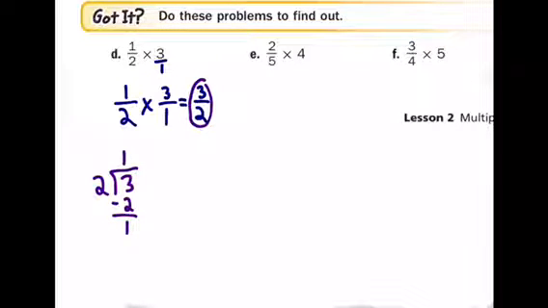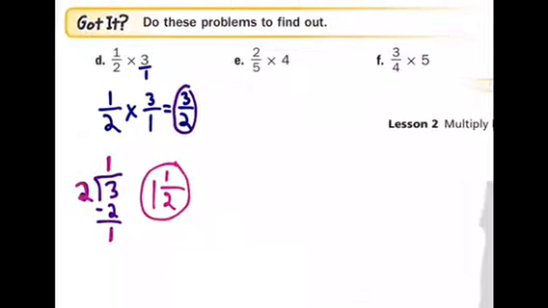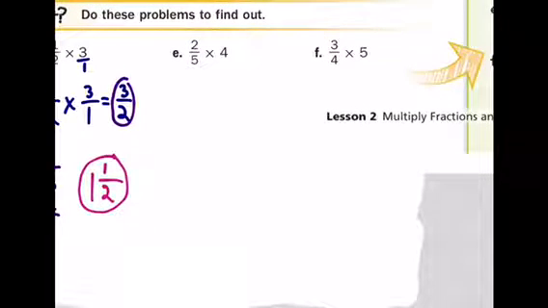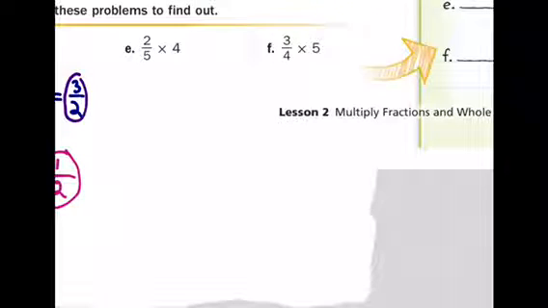So I'll write it down here. Remember, this 1 is my whole number. This 1 is my numerator. And this 2 is my denominator. So 3/2 simplifies to 1 and 1/2. All right, so now you are going to do E and F by yourself. Pause the video. When you're done with E and F, restart it, and we'll see if you're right.